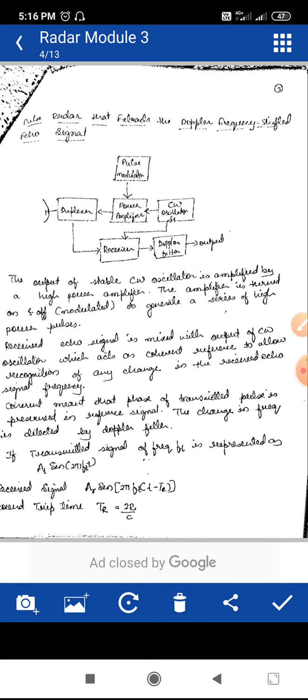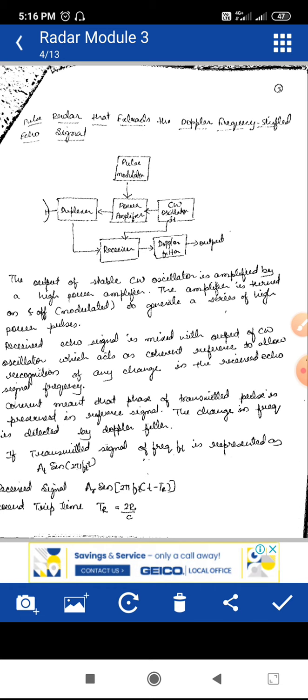So the block diagram we are seeing is a simplified block diagram of a pulse Doppler radar. Again a continuous wave oscillator is used, and the oscillations generated are given to the power amplifier. The power amplifier is again switched on and off by the pulse modulator, so we get pulses from this modulator. The output is again given to the duplexer. In this way we are transmitting pulses.